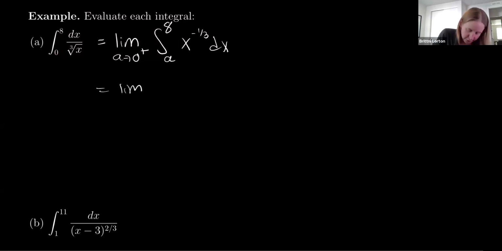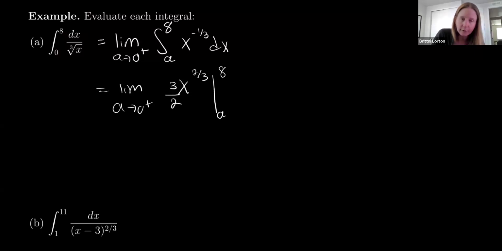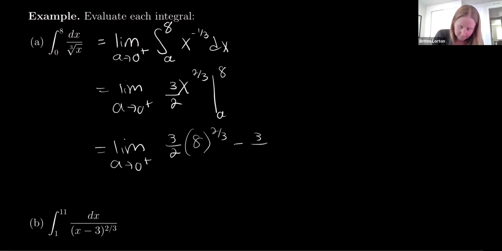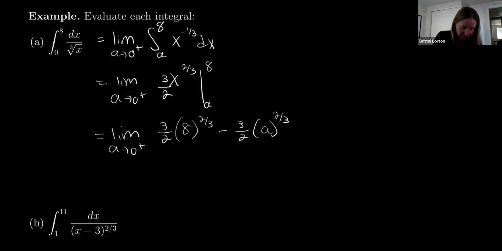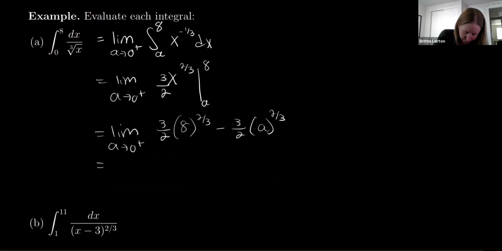Okay, now you can do the calculus. Don't forget to do the integral first and then the limit later. So to do the integral, I'm going to add 1 to the power, divide by the new power. And then this will become the limit as a approaches 0 from the right-hand side of 3 over 2 times 8 to the power of 2/3 minus 3 over 2 times a to the power of 2/3. And then I'm going to continue on. We're just trying to simplify along the way. I'm going to simplify this first and then do the limit. It's just something to help you guys practice how to simplify this.